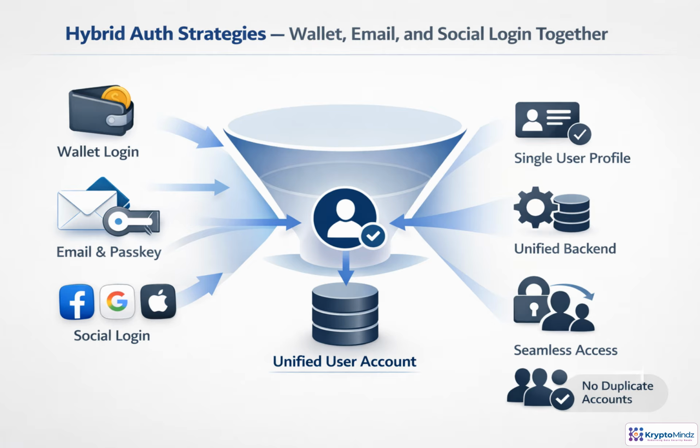Hybrid authentication works best when every login path resolves to the same identity. A user might start with a wallet, later add an email magic link, then use a passkey for convenience. Your backend should treat those as linked credentials, not separate people. That requires clear account linking, consistent UI language, and safeguards against duplicate profiles. The goal is choice for the user, while the product maintains one secure, recoverable account.